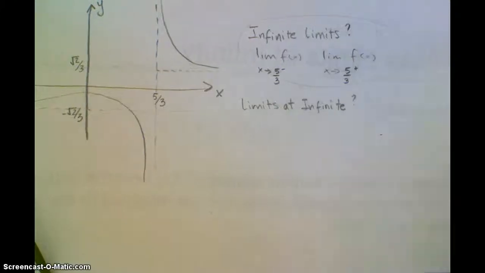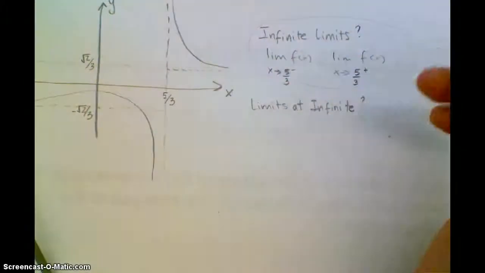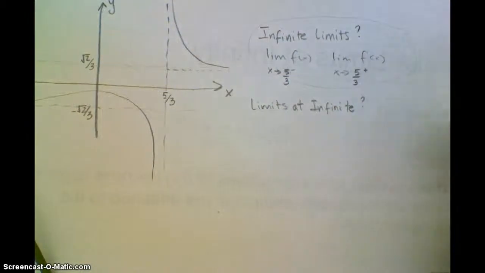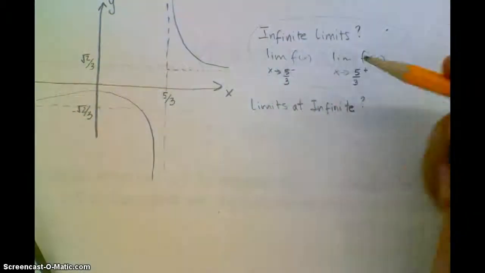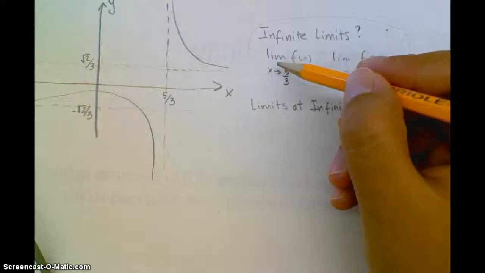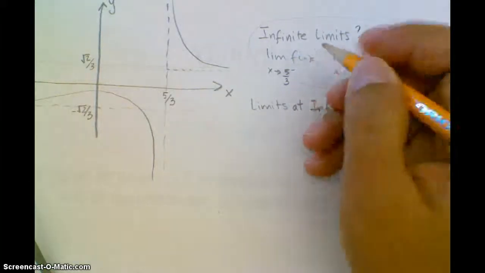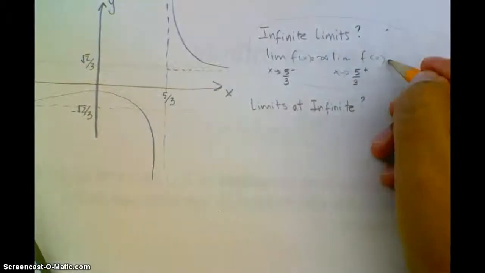Okay, so this is the graph of the previous example. We know that we have horizontal asymptotes and vertical asymptotes. So my question to you is, are there any infinite limits? And the answer is yes. We have an infinite limit whenever we have a limit as x approaches a particular value, that could be either negative infinity or infinity.